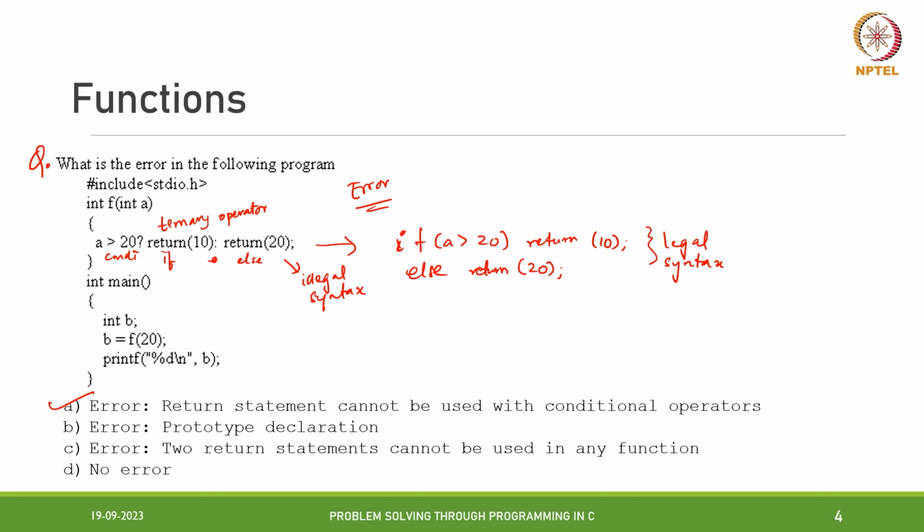Now if you had written it in this manner, what would have been the output here? If you had written it in an if else statement form, then the value would have been 20, because you are sending the value of 20 here. A greater than 20 is not satisfied, so it will go to the else part, it will return 20, so that value will get saved in B. You will have B equals 20 here, in this case.